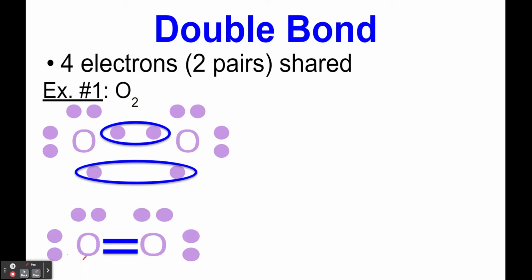And to draw this structure, we represent the double bond with two lines. So each one of these lines represents two shared electrons. So there's 4 electrons in this double bond. One more example.